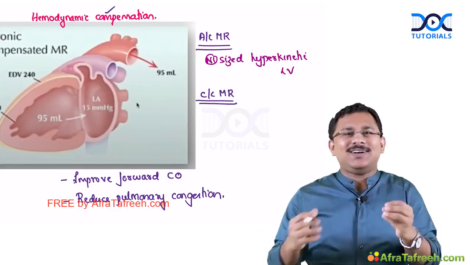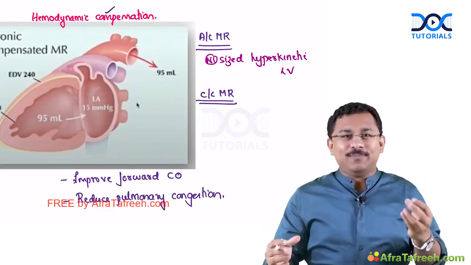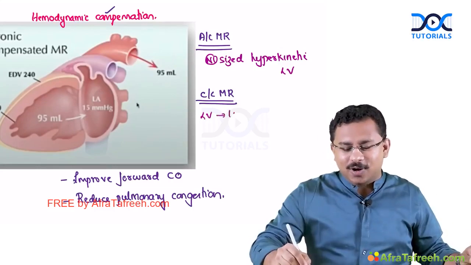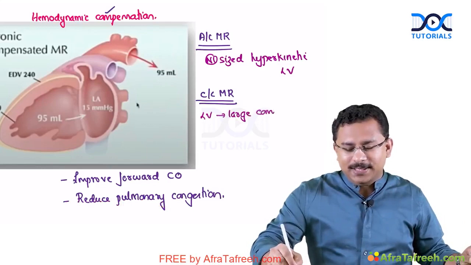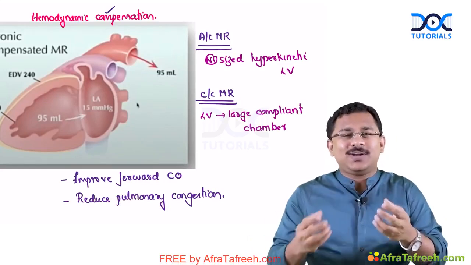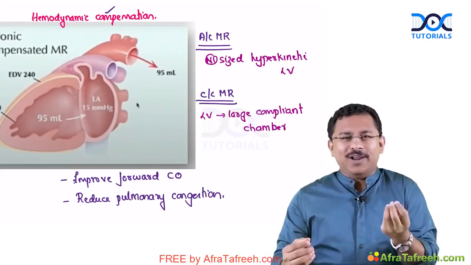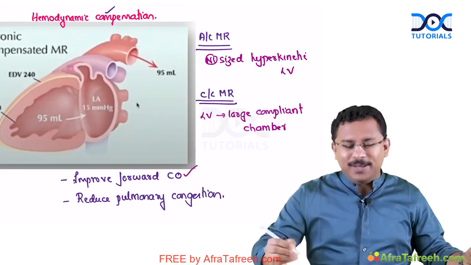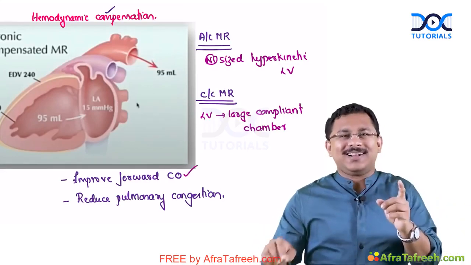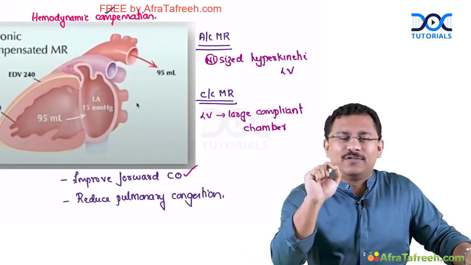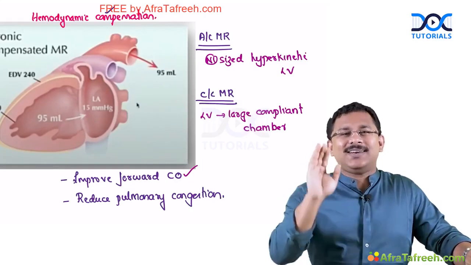Now, when it goes to the stage of a chronic mitral regurgitation, the LV is converted to a large compliant chamber, so that the chamber is suited to deliver a larger stroke volume. Because I told you one of the goals of the body by hemodynamic compensation is to improve the forward cardiac output. So somehow the left ventricle has to remodel itself so that it can deliver a larger stroke volume.